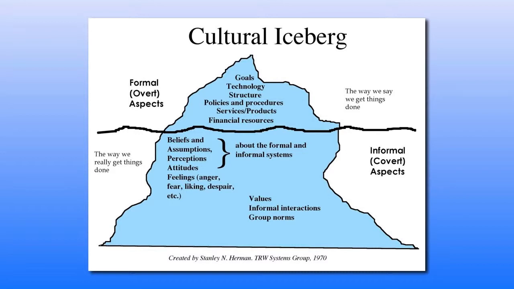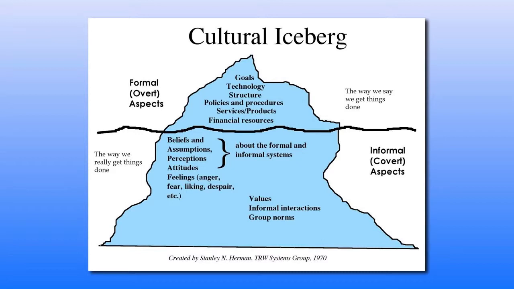It was created by Stanley Herman at TRW Systems. It suggests that organizations, and individual teams are just small organizations, have 2 levels. First, an above-the-waterline world that's more official and often relatively easy to talk about. It involves the tasks, goals, technologies, policies, and resources that define the work a group does.